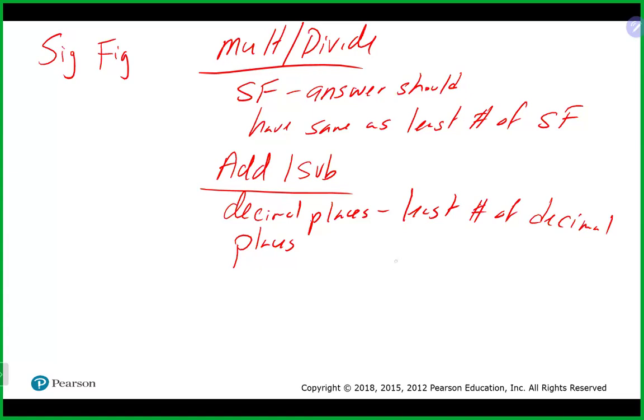Remember that if we have 12,000 and we have 12, they both have two significant figures, but a very different meaning in terms of both of those numbers. So again, don't do any of that weird rounding. Any questions on sig figs, calculations, all that stuff? All right, then we're going to continue on.